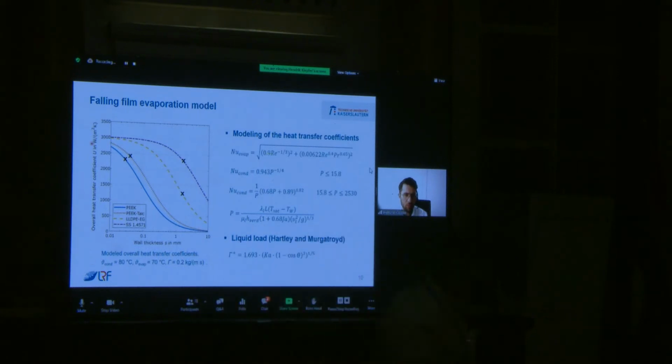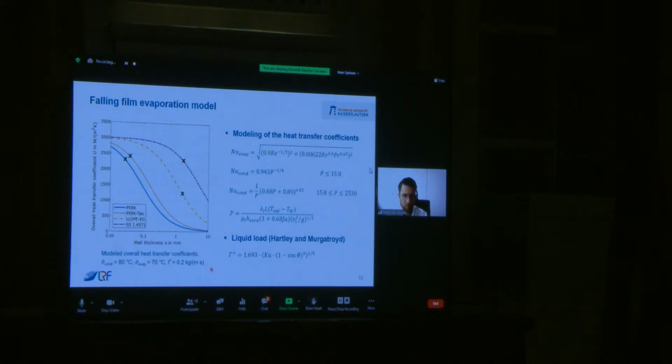We see the overall heat transfer coefficient over the wall thickness for stainless steel, the composite, and two PEEK variations, so the pure PEEK in blue, and the crosses refer to the specific materials used in this work with the wall thickness. And we see there's still a performance difference between stainless steel and the polymer composite.